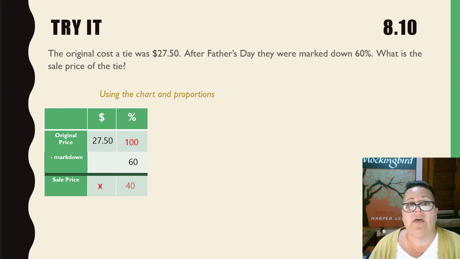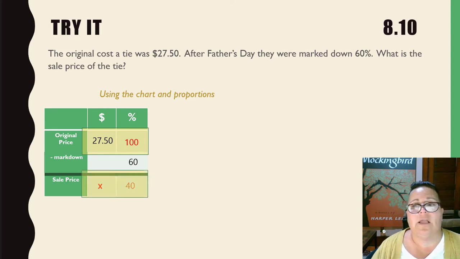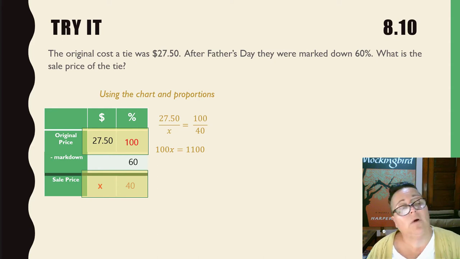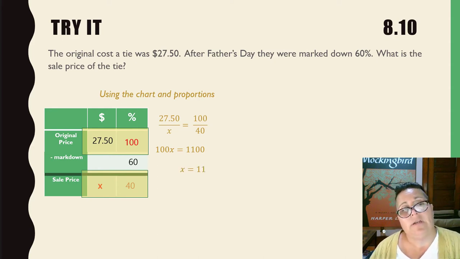Looking at this as we have others, if I take the first row and the third row, I can use these four pieces to set up a proportion, which is 27.50 over X is equal to 100 over 40. Cross multiplying, I have 100x is 1100, and that means that x is 11.